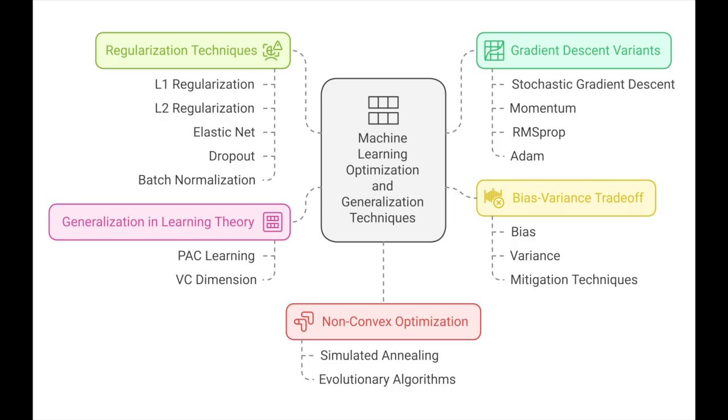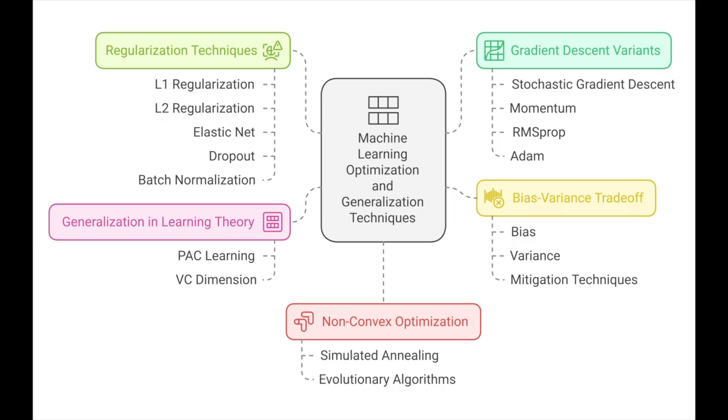But wait, the notes also mention regularization techniques. What are those all about? And what is this bias variance trade-off they keep talking about? It sounds a bit like walking a tightrope. You're right, it's a delicate balance. Regularization techniques are like our safety net, preventing our model from becoming too specialized to the data it's seen and helping it generalize to new data.